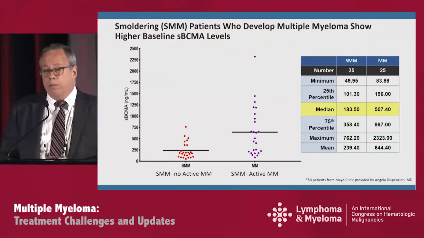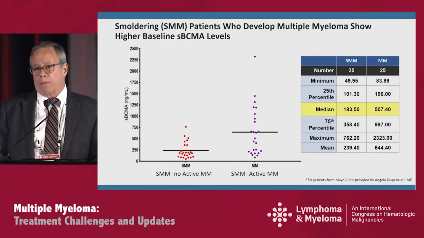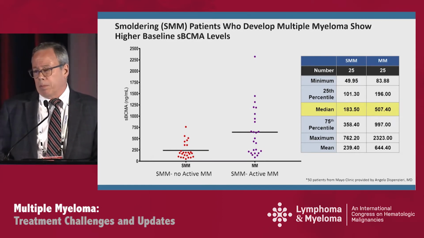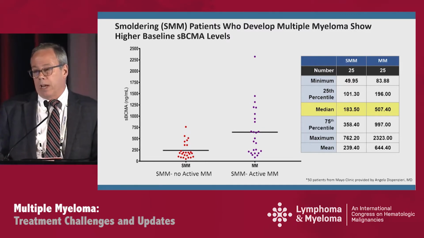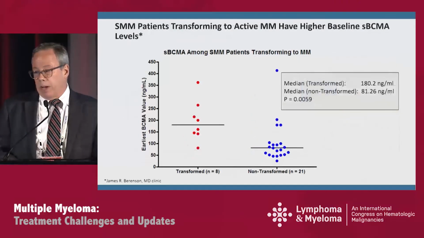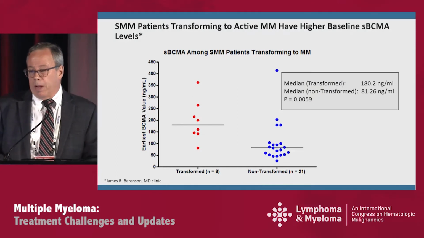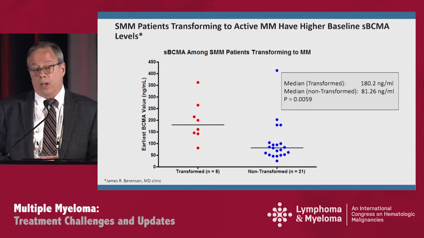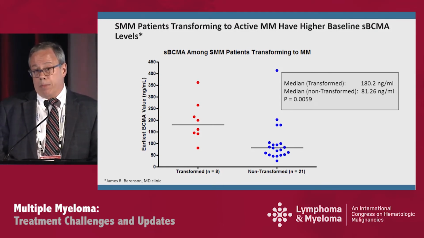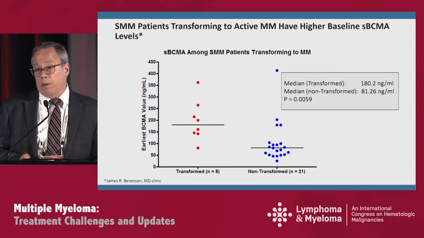We've also looked at smoldering myeloma, and this is work from her group. I'll show you work from our group as well. And you look at the yellow on the right-hand side, the median levels of those who stay smoldering was only 180. Those who transformed to myeloma was nearly 3 times higher. And again, we have similar data in our own group. Left-hand side, those who transformed from smoldering to active. Right-hand side, those that did not. And you can see highly significant differences. Again, the baseline numbers seem to predict not only who with MGUS is going to go on to myeloma, but who with smoldering does as well.